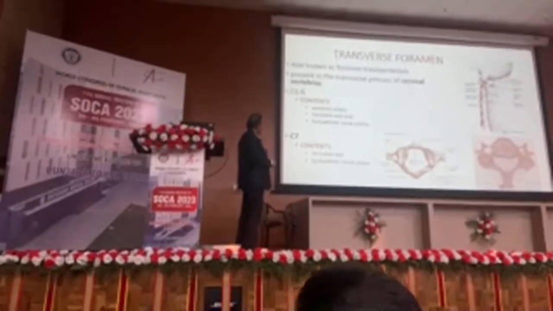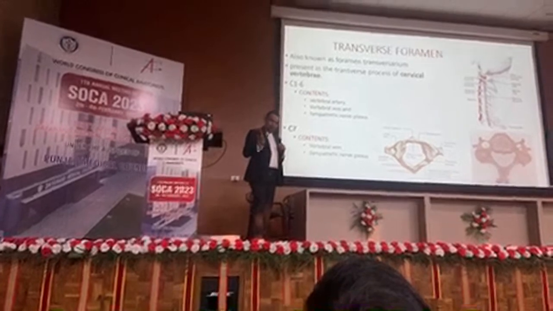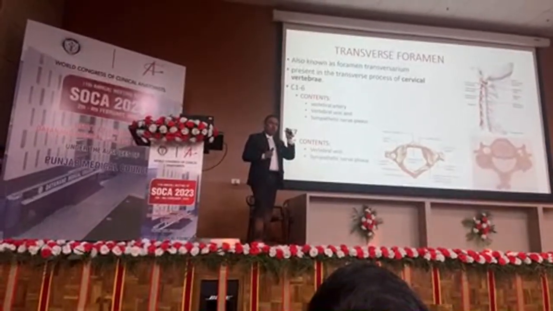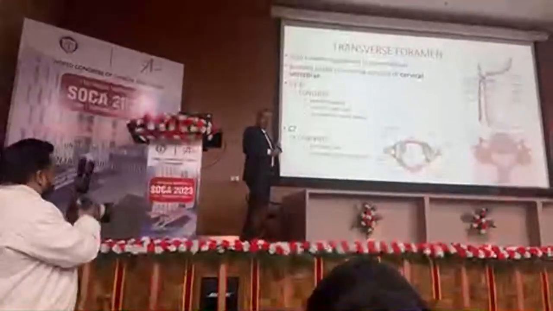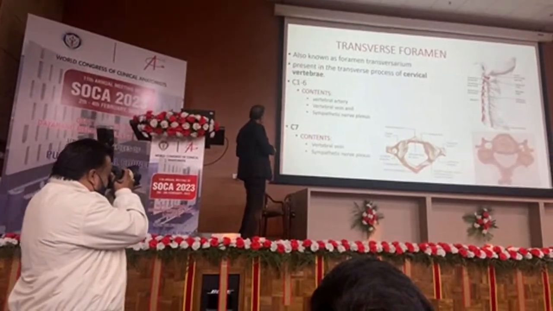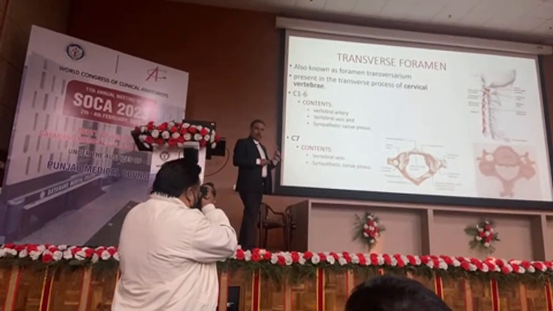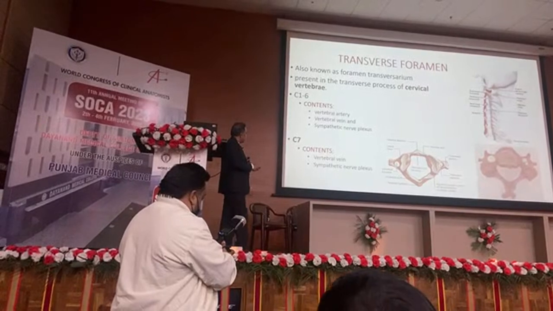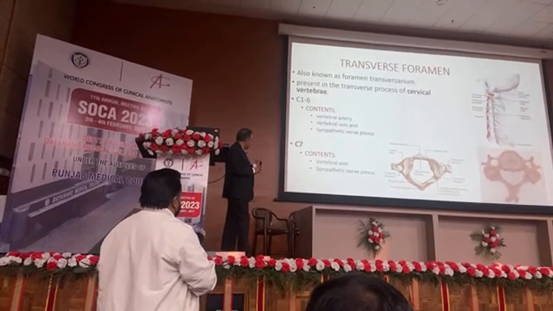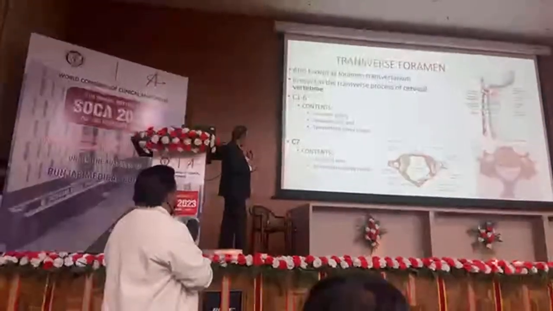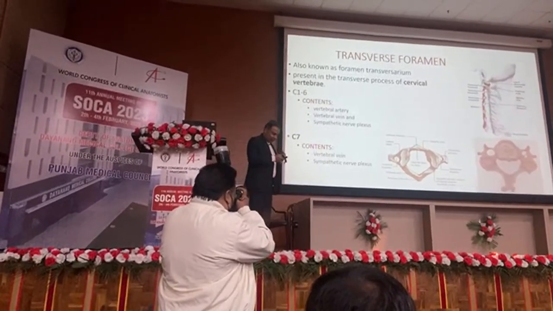Now, coming to foramen transversarium. This is a specific feature of cervical vertebrae, to have a small opening in the transverse process. The contents of the first 6 vertebrae's foramen transversarium are the vertebral artery, vertebral vein, and sympathetic nerve plexus. And in the foramen of C7, the vertebral artery is not there. It is not there.